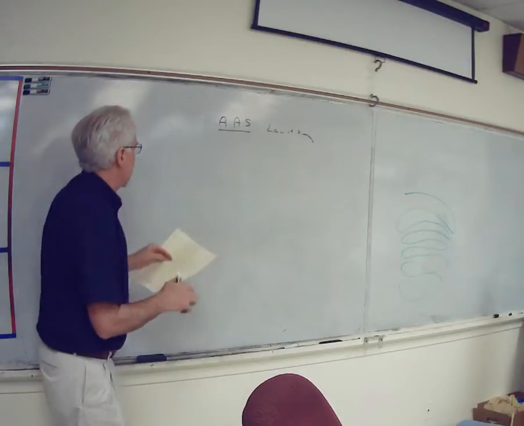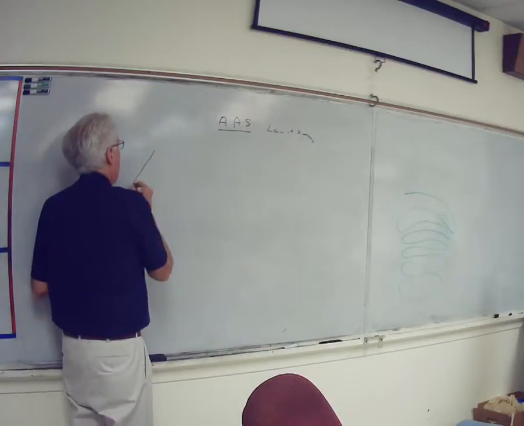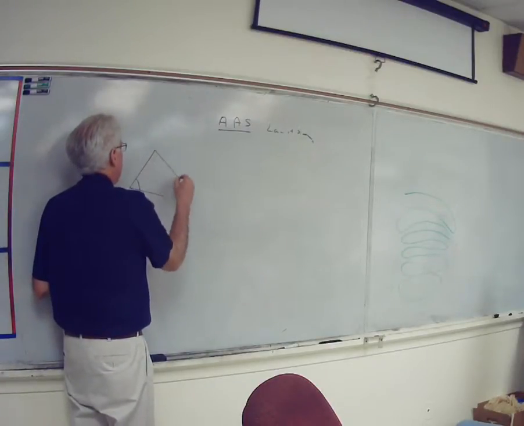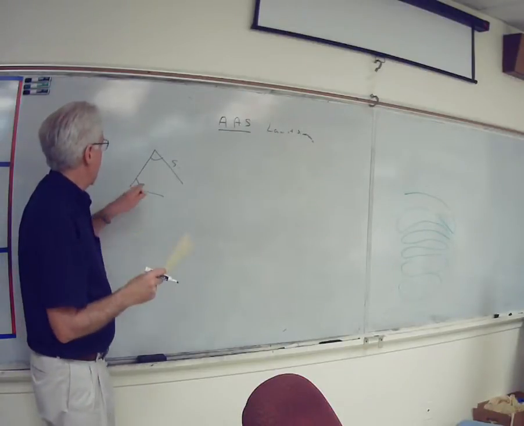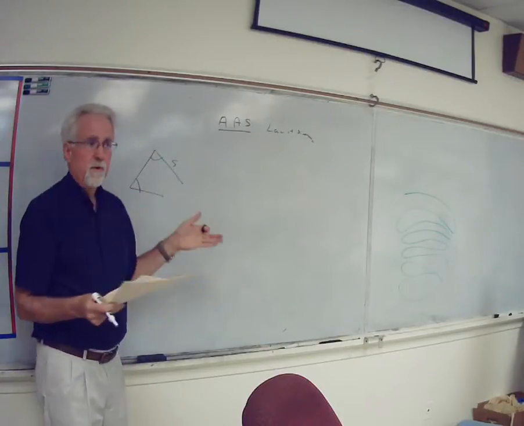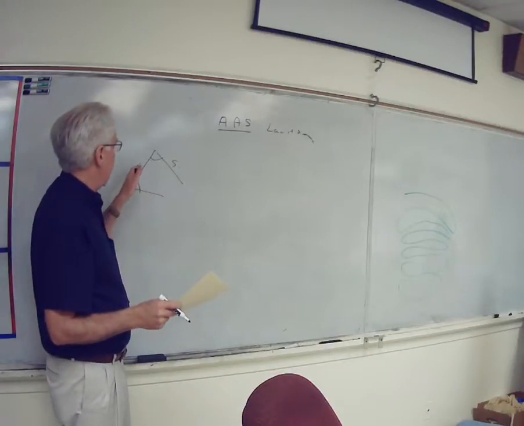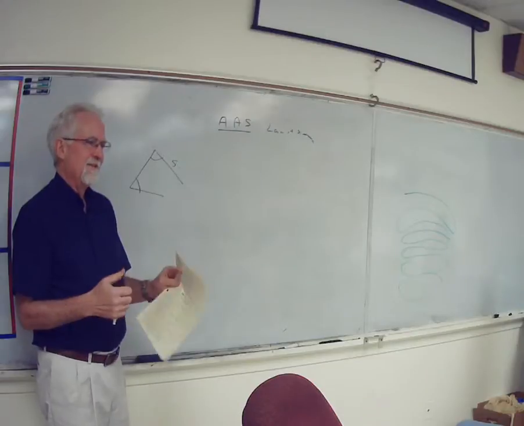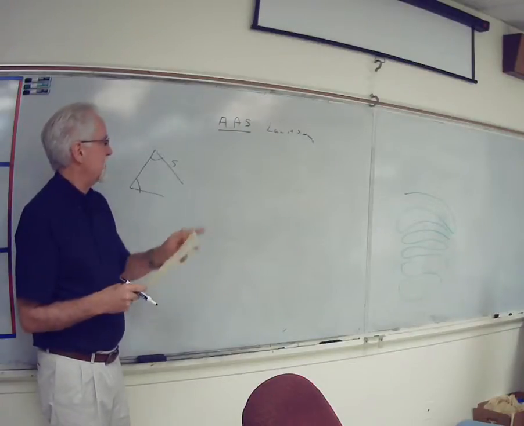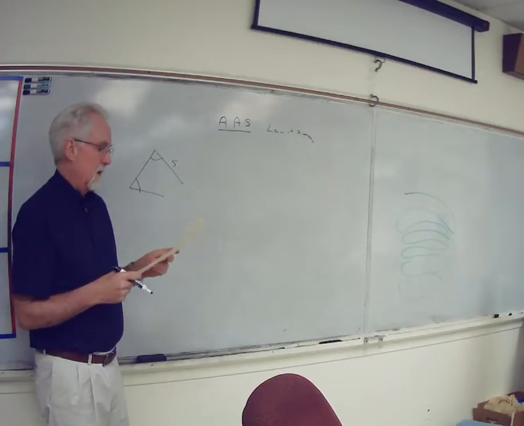Angle, angle, side would be where I was given this angle, this angle, and this side. The order makes sense. If I have angle, angle, side, is it easy or difficult? Easy, and I just use the law of sines.